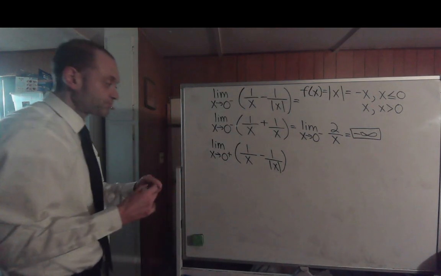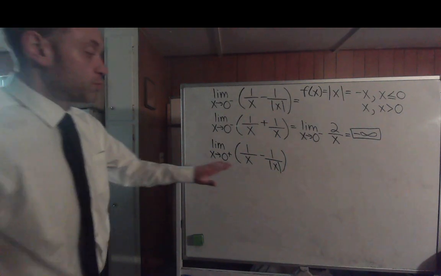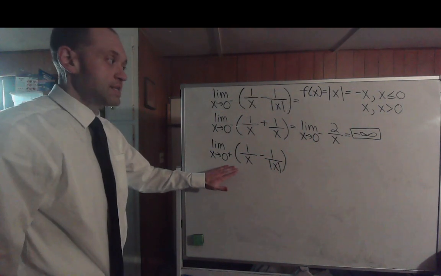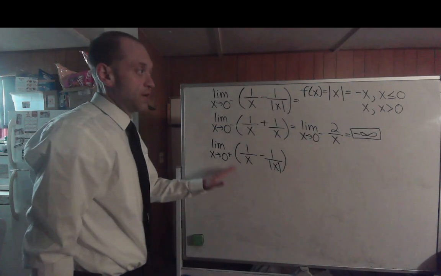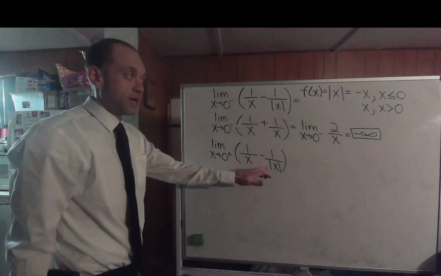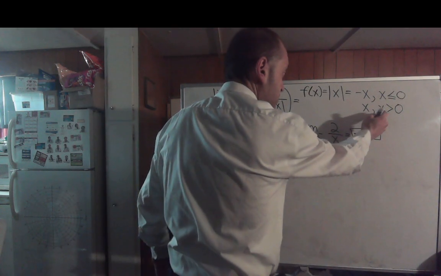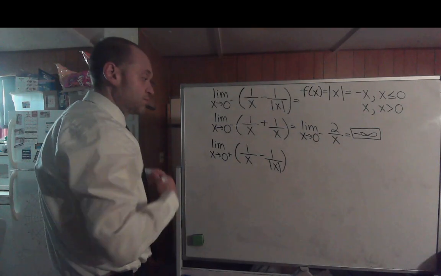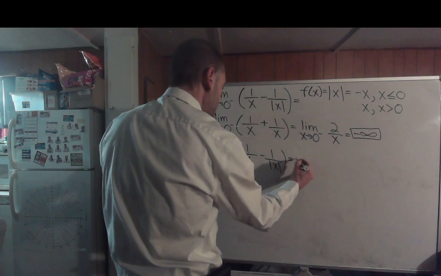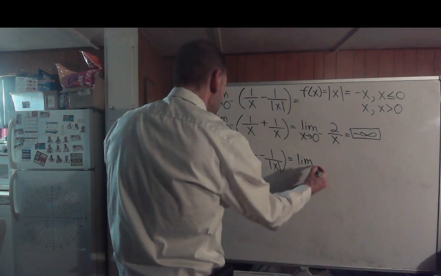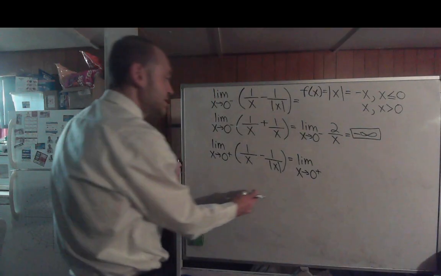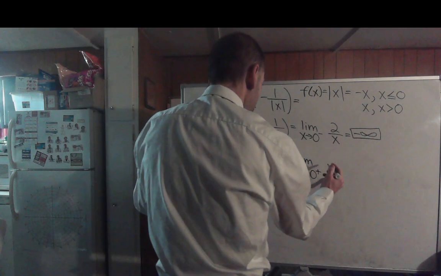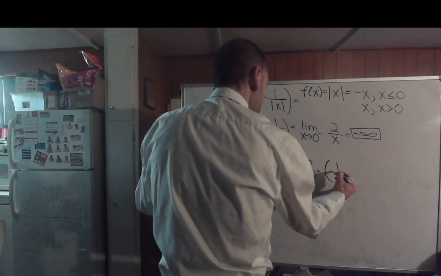Well, if we're approaching 0 from the right, that means that x is greater than 0. When x is greater than 0, the absolute value behaves as f of x equals x. So this could simplify into the limit as x approaches 0 from the right of this 1 over x.